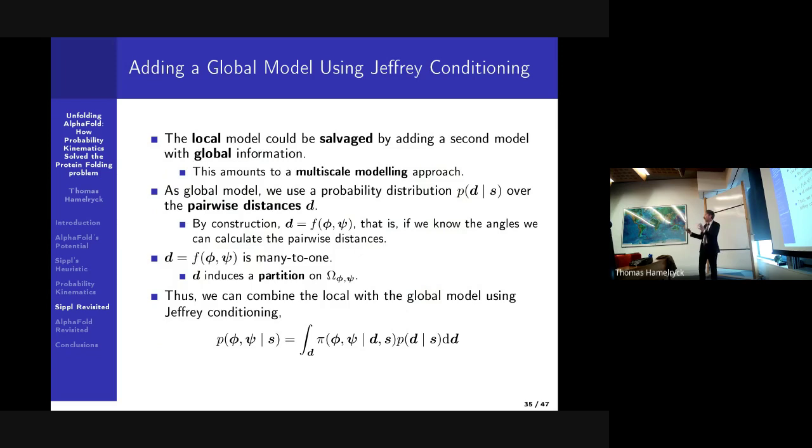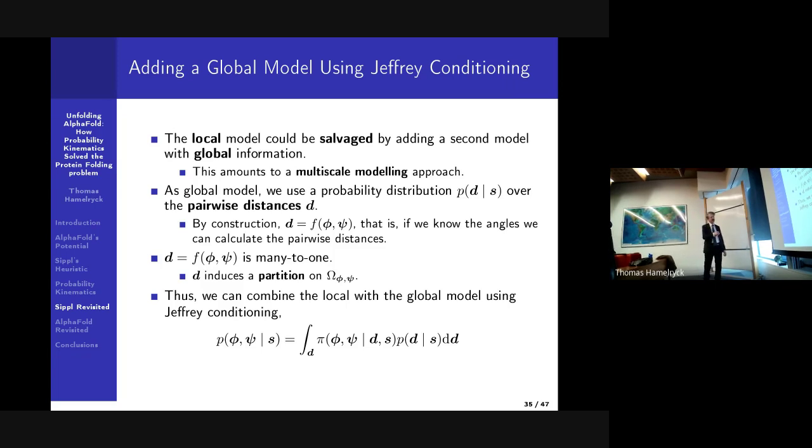So how can you still use these models? Well, you can salvage these models by adding a second model that brings in global information. That corresponds to a multi-scale modeling approach. So the local interactions, you're going to model them using angles. The global interaction, you bring that in with a second probability distribution. So you can use the probability distribution over pairwise distances D. By construction, if you know the angles, you know the distances of a subset of the protein.